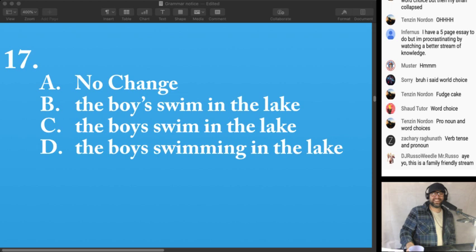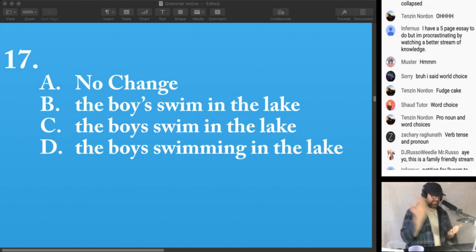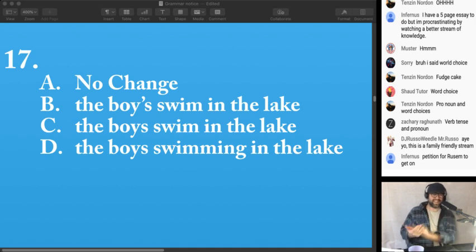All right, bros. So just ask yourself, what is the difference in the answer choices? Each sentence says the boys. The only difference is whether we use an apostrophe or not. So that's punctuation. What's the other difference in the actual answer choices? Swim, swim, swimming. So we know that the only difference is the apostrophe and the tense on the verb to swim. So we're doing verb tense and punctuation. Question 18.